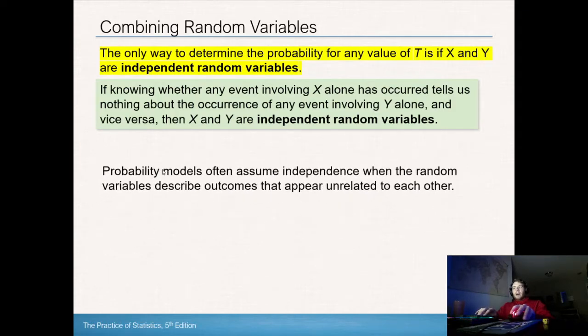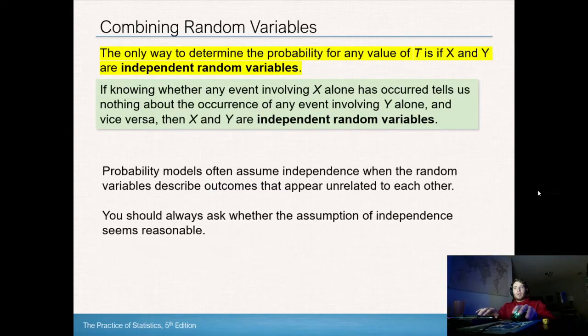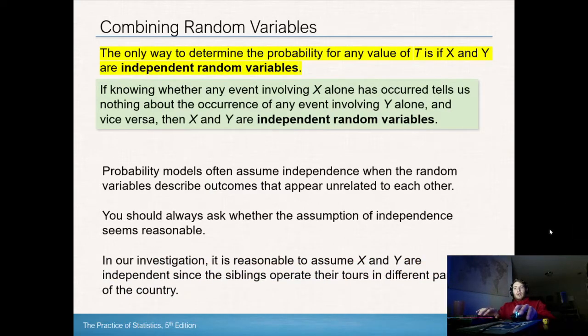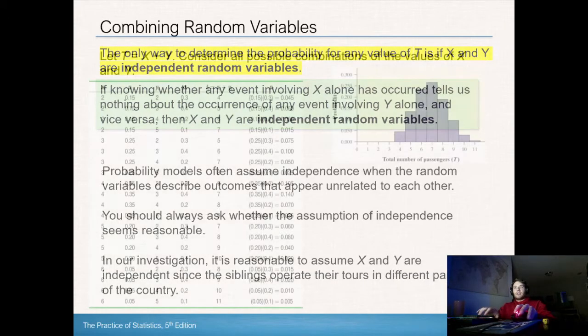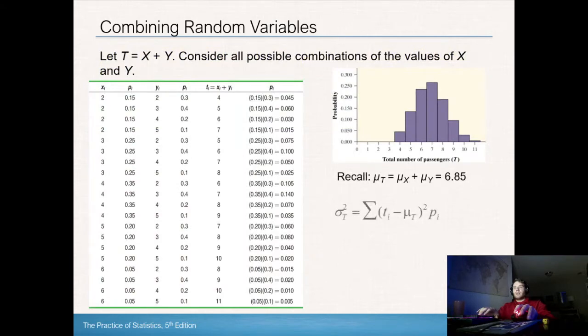Probability models often assume independence when the random variable describes outcomes that appear unrelated to each other. Our Jeep tours, right? Okay. And they operate, so these people operate at different parts of the country.